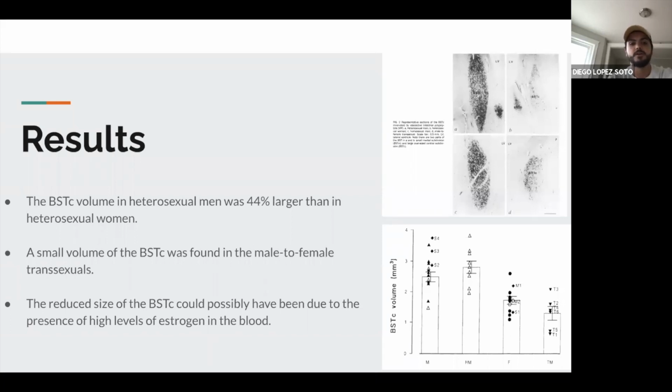In the overview, the observations suggested that the small size of the BSTC in male to female transsexuals cannot be explained by differences in adult sex hormone levels, but is established during development by organizing actions of sex hormones. There was no correlation between BSTC size and sexual orientation of transsexuals, whether they were male or female oriented or both. Furthermore, there was no difference in BST size between heterosexual and homosexual men, supporting the notion that the smaller BSTC size is unrelated to sexual orientation.